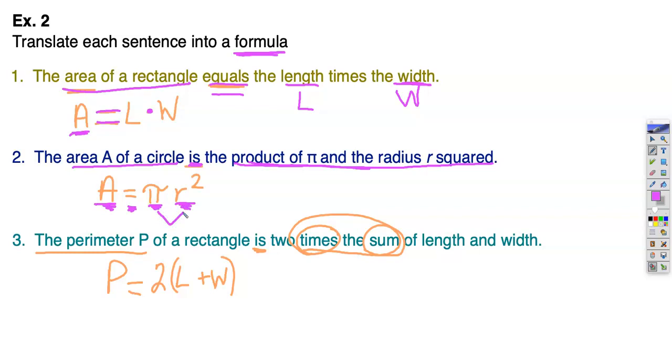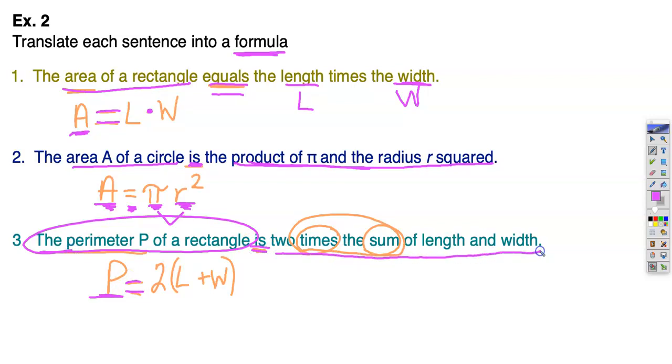The perimeter of a rectangle, so perimeter is P, and then it says is 2 times the sum of the length and the width. So there we go again, we have times the sum. So 2 times the sum, and then we have length and width.